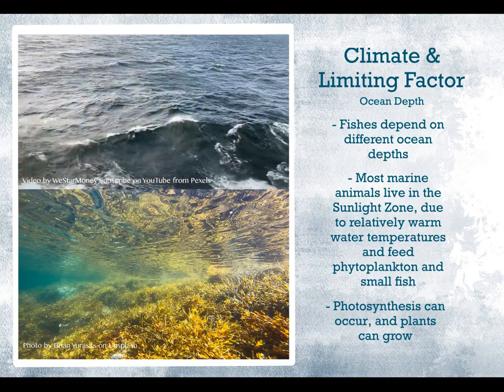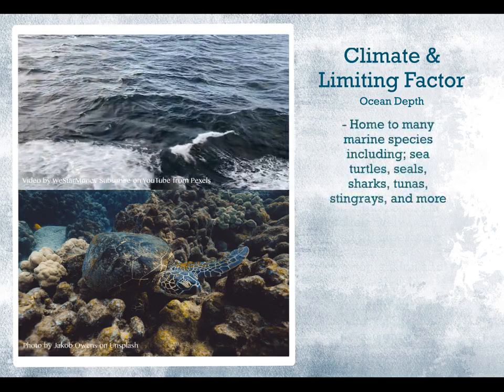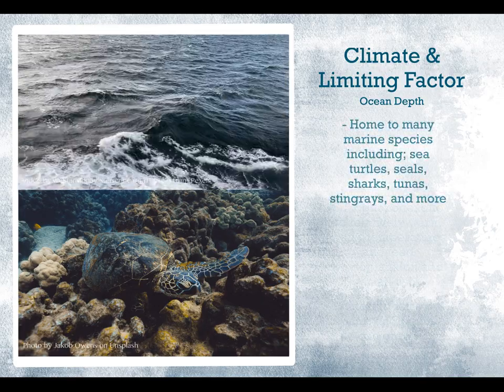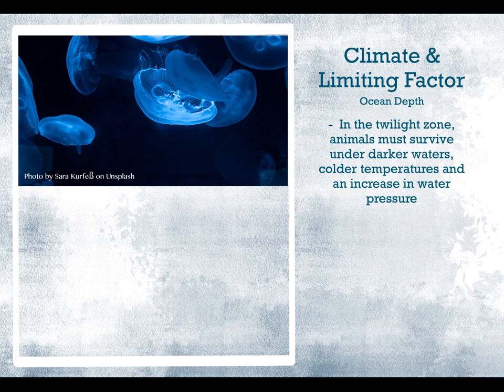This sunlit zone is then home to many marine species, including sea turtles, seals, sharks, tunas, stingrays, and more. Unlike living in the twilight zone, which is below the sunlit zone, animals must be able to survive under darker waters, colder temperatures, and an increase in water pressure.